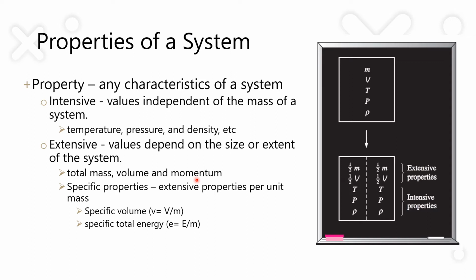An easy way to determine whether a property is intensive or extensive is to divide the system into two equal parts with an imaginary partition as shown in the figure. Each part will have the same value of intensive properties as the original system, but half the value of the extensive properties. And these extensive properties per unit mass are called specific properties. Some examples of specific properties are the specific volume, which is given by nu is equal to V over m, and the specific total energy e is equal to energy over m.